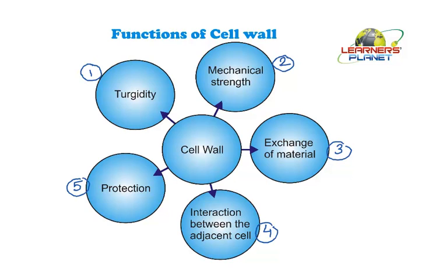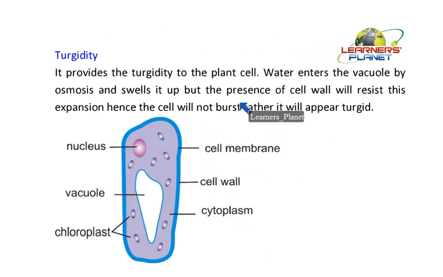Now next is protection. We have studied just now how they provide protection to the living cells. One example is, suppose it is placed in a hypertonic solution, then it makes the cell appear turgid, rather than allowing it to burst. Not only this, it also provides protection in different ways. So let us study each and every point one by one. The first point we have said is turgidity.